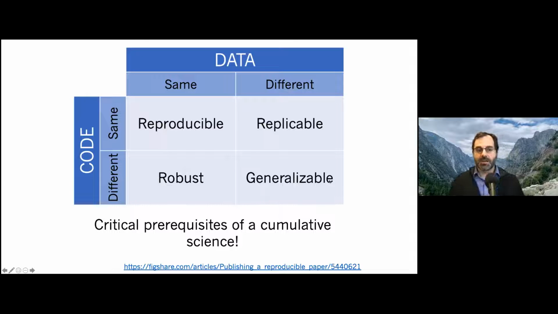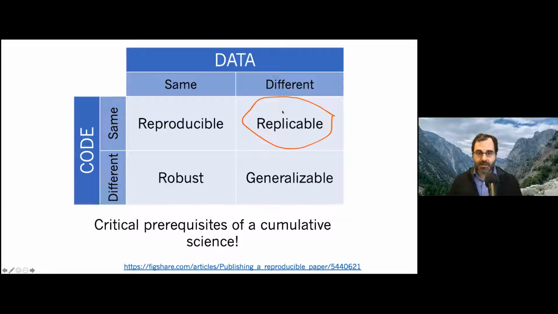And different analyses and different data sets, you might call that a generalizable finding, although that term has a broader set of meanings. Of course, all of these are critical outcomes that we want to encourage in our scientific ecosystem, but we can focus on individual parts of the ecosystem and individual outcomes that we care about the most.